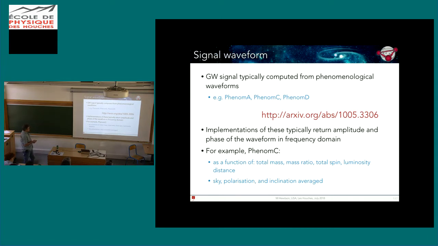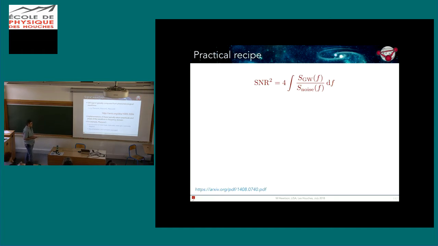And these implementations of these codes return a complex amplitude as a function of frequency, given some properties of the system, typically the mass ratio of the binary objects in the system, perhaps the total spin, the luminosity distance, and so on. And they are often also sky, polarization and inclination averaged in particular. And so when you're using that, and you're using the fact that our strain curve is also sky and polarization averaged, you have to be careful with some of these factors.